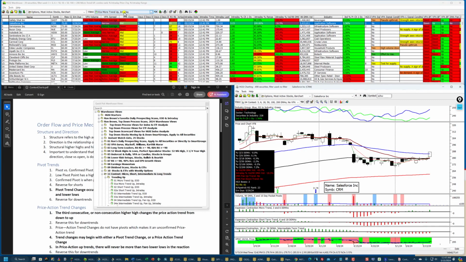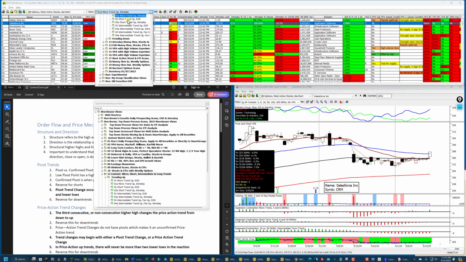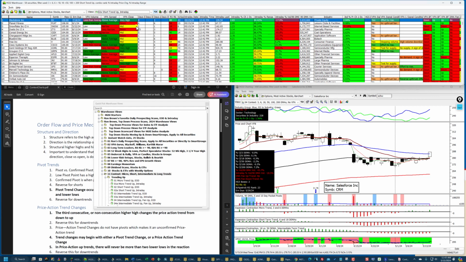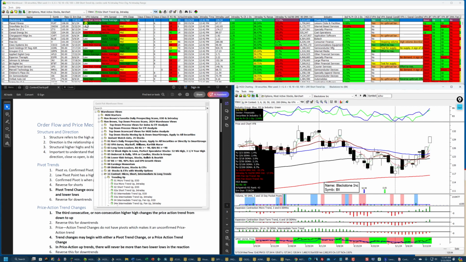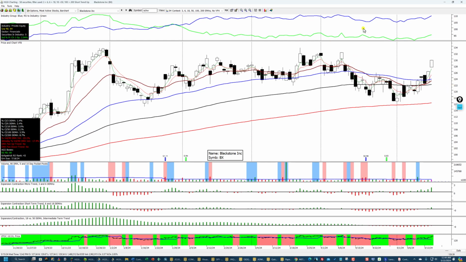Let's move on down. So this is the micro trend. I'm going to go to the short-term trend. What the short-term trend finds are stocks where both the 3 and 6 have crossed over and the 6 and 18 have crossed over. So let's bring up Blackstone. You'll see what I mean. I'll make this full screen.